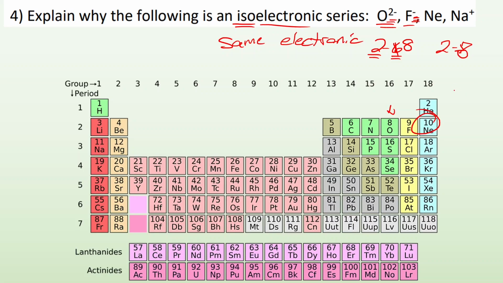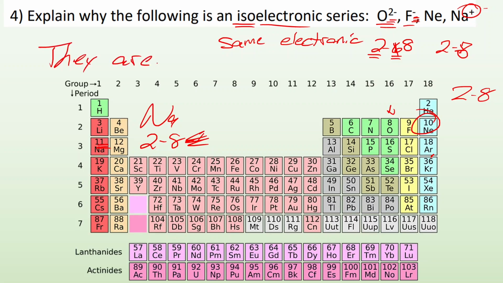Neon is 2-8, and sodium was 2-8-1 with its 11 electrons. How did it become positively charged? It lost that 1 electron. So that's why they're isoelectronic. They all have 2-8, or if you want to go quantum, 1s2, 2s2, 2p6 for their configuration.